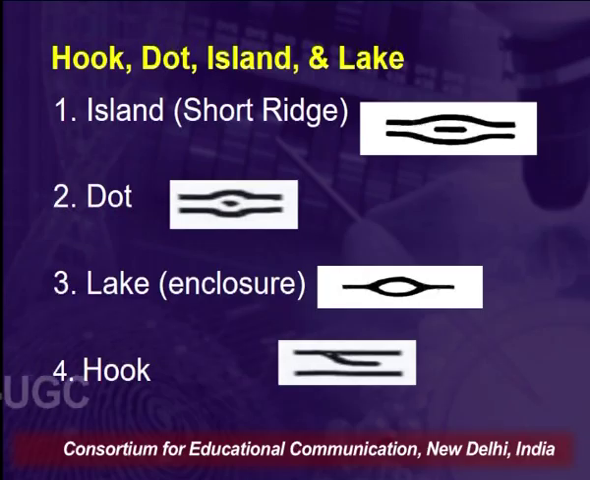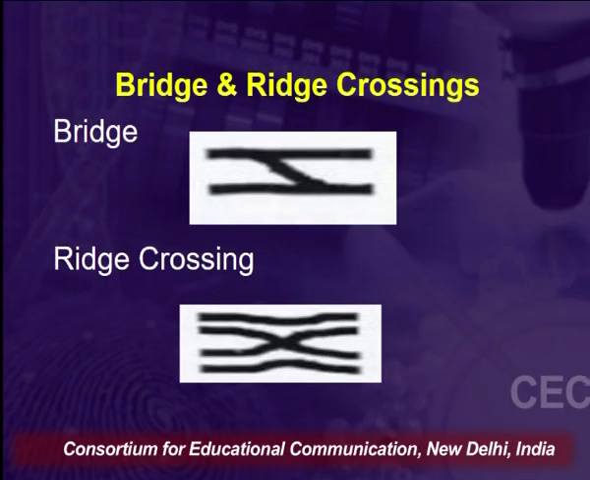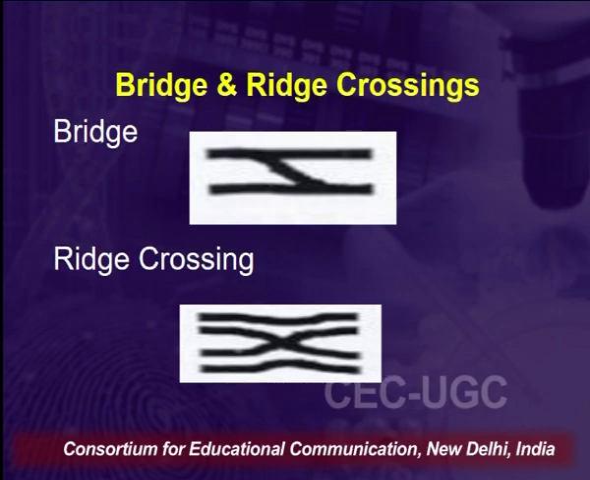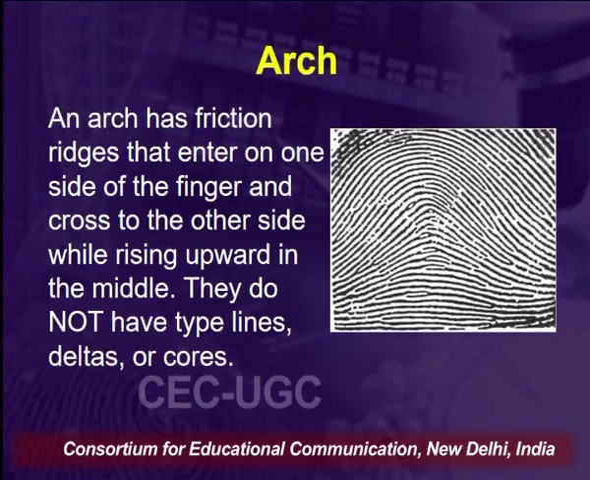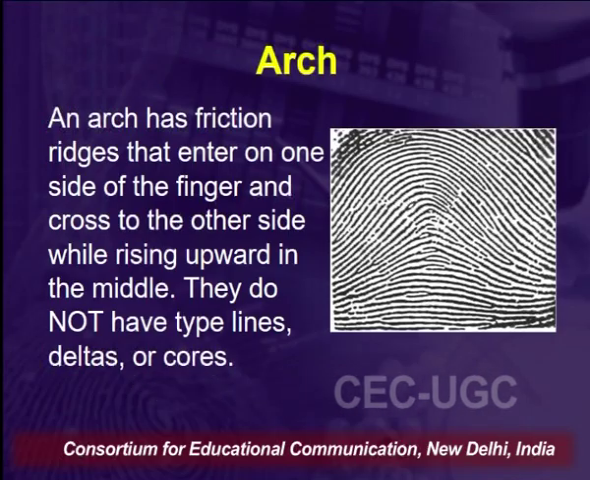If two ridges combine together and then become a single one again, we call it a lake or enclosure. If two ridges are flowing and one ridge suddenly starts giving off another, we call it a hook. Then we have two ridges, if they are connected, we call it a bridge, and if two ridges form an X shape, we call it a ridge crossing. These different types of minutiae which can be identified in different fingerprints make these fingerprints individualistic in nature.